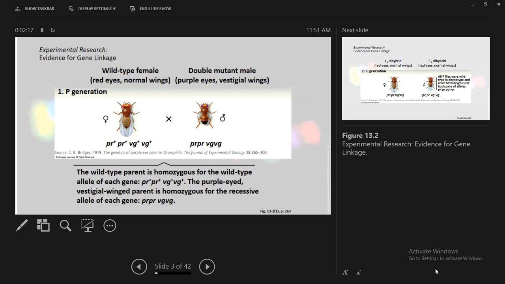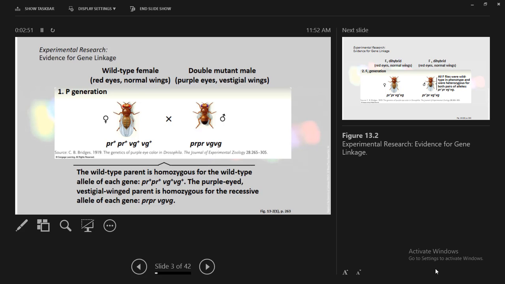That's what this plus means. It means wild type, but it's dominant. It is a non-mutant version of this gene. This one without the plus sign is not the wild type. This is a mutant version of that gene, which tends to result in a poor protein that doesn't function. So here we have a wild type, or homozygous dominant, female for both loci. Both copies of the PR gene are wild type, and both copies of the VG gene are wild type.